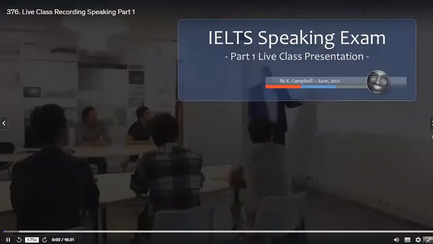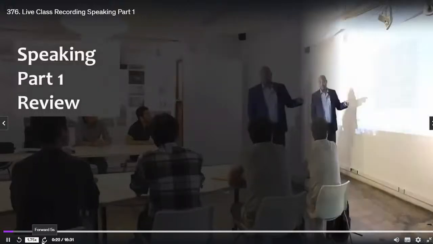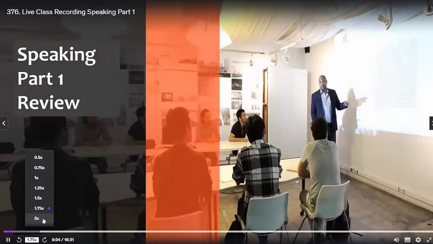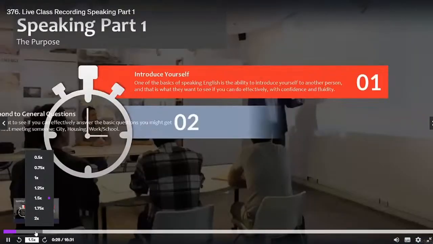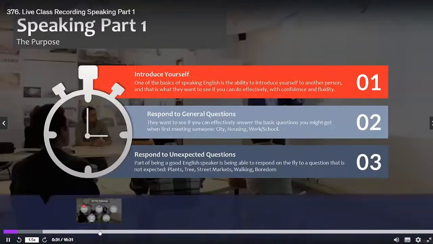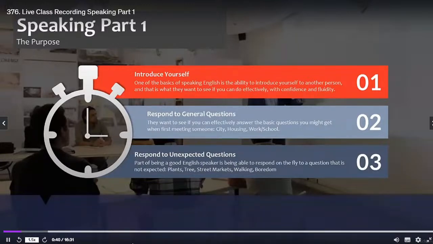Okay, so this is an IELTS speaking exam part number 1. In terms of the purpose for speaking part number 1, you have to, of course, introduce yourself, because that's a basic function of speaking any language. So they're first going to just introduce themselves and have you introduce yourself about where you're from.